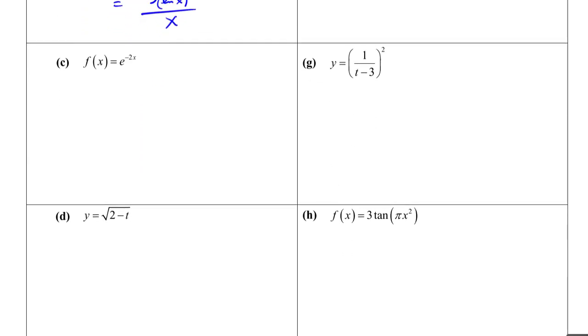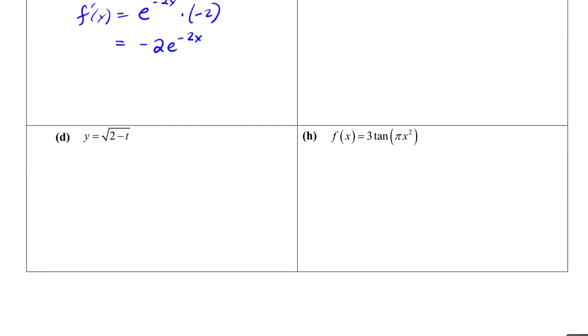Okay. How about e to the minus 2x? Well, again, I look at that as e to the something. So it gives itself back, e to the minus 2x, and then I have to take the derivative of the minus 2x, which is the something, and I would get a minus 2. So I get minus 2 e to the minus 2x. Done.